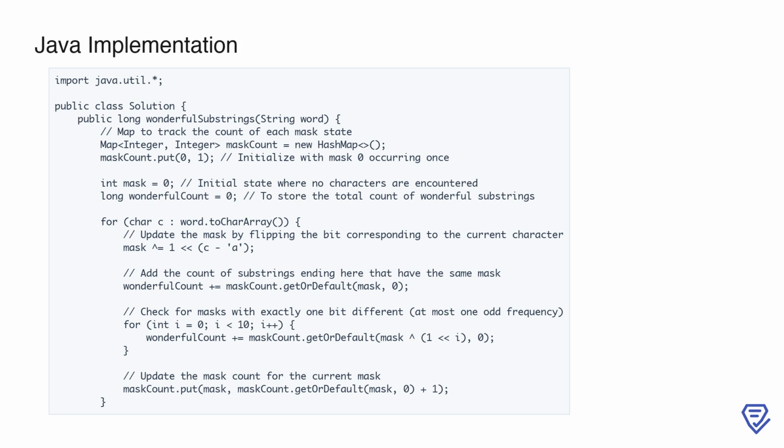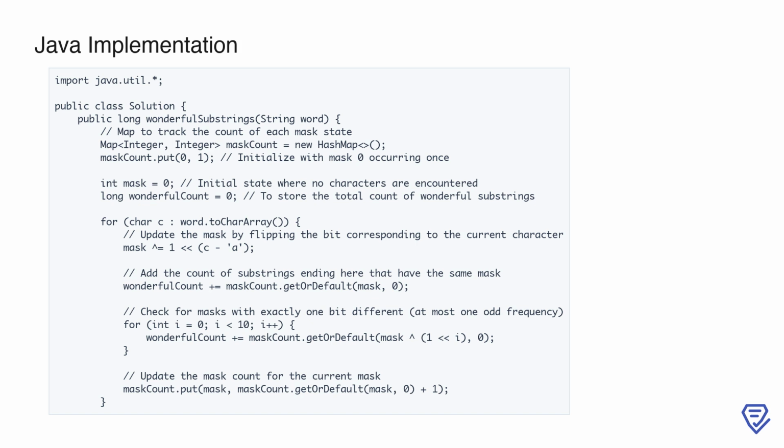To accomplish this, we use a hash map called mask_count to keep track of the frequency of each bitmask state. Initially, we store the mask 0 with a count of 1, representing the scenario where no characters have been processed yet. Next, we initialize two variables: mask, which tracks the current bitmask state of character frequencies, and wonderful_count, which will store the total count of wonderful substrings.